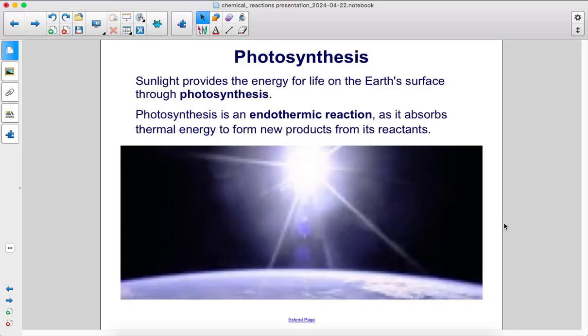Sunlight provides the energy for life on the Earth's surface through photosynthesis. Photosynthesis is an endothermic reaction, as it absorbs thermal energy to form new products from its reactants.